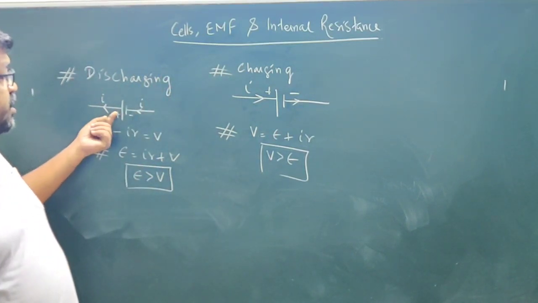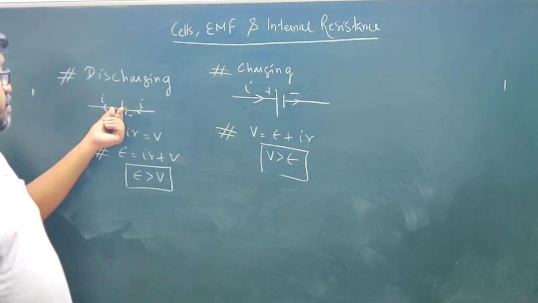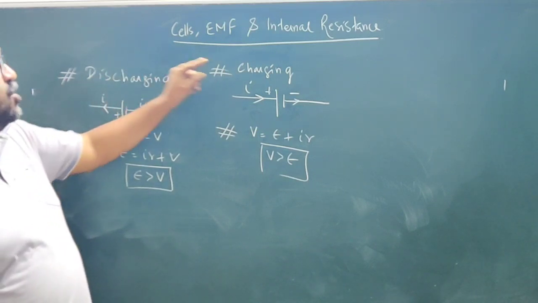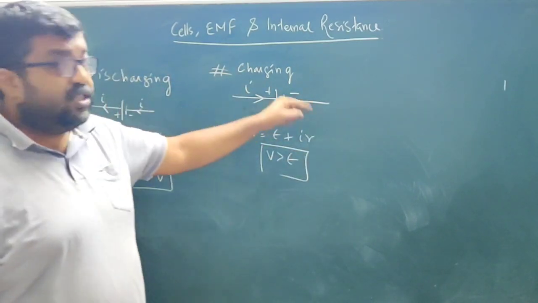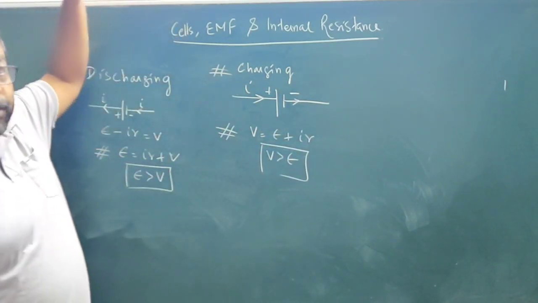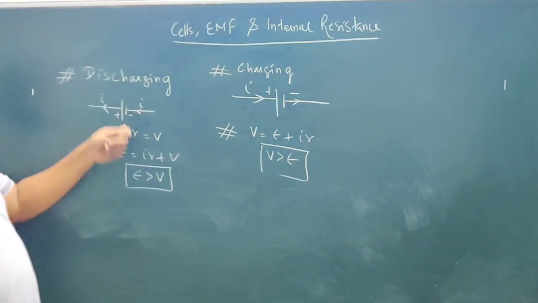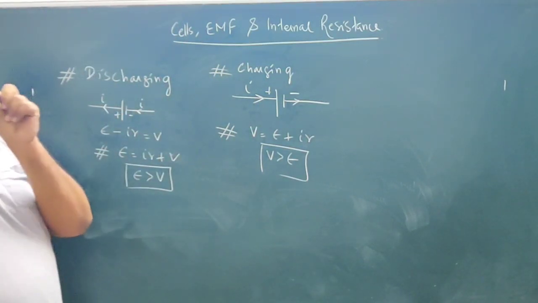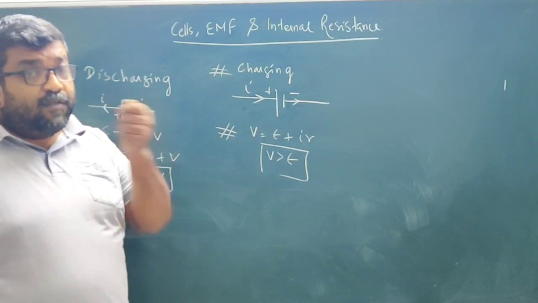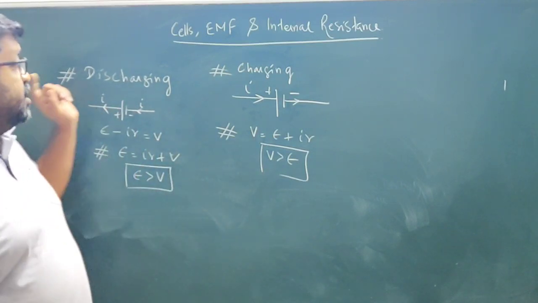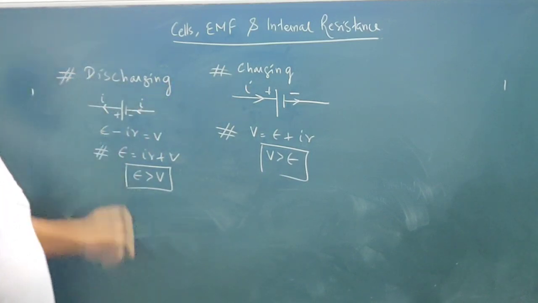Discharging means current is drawn from the cell. And charging means current is going into the cell. So charging means current is going into the cell, and discharging means current is drawn from the cell. So remember the meaning: current into the cell means charging, current from the cell means discharging.